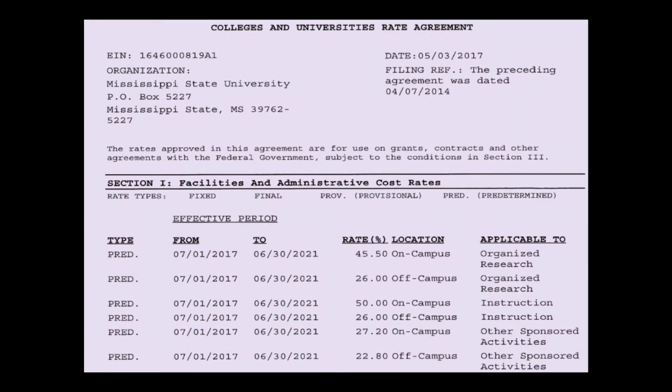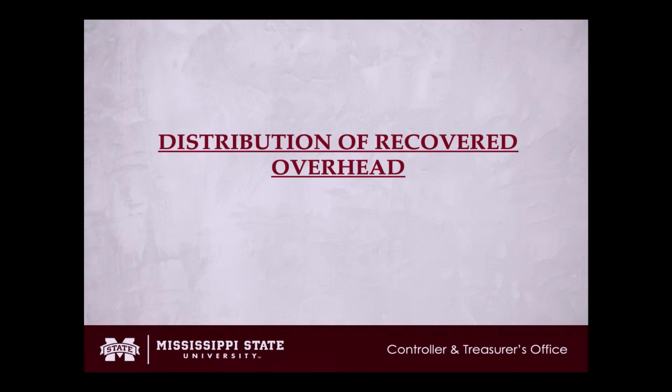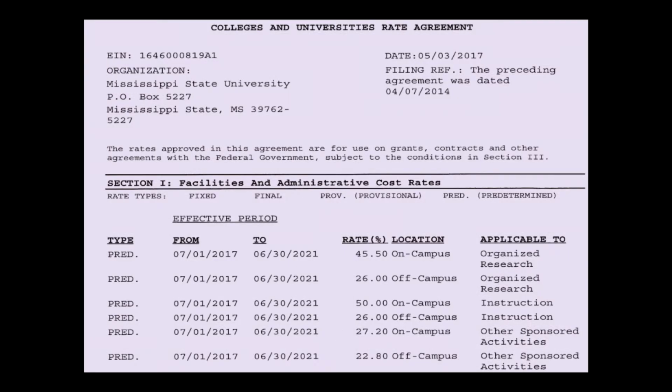Here's the negotiated F&A cost rate agreement. And notice I said a portion of indirect costs are actually recovered. It's usually less than half. MSU's current F&A rate is 45.5%. This rate is reduced even further due to sponsor limitations and waived F&A. Waived F&A requires VP approval according to the Office of Sponsored Projects Faculty and Staff Guide. Therefore, it is strongly discouraged. MSU's effective F&A rate is 33.13%.